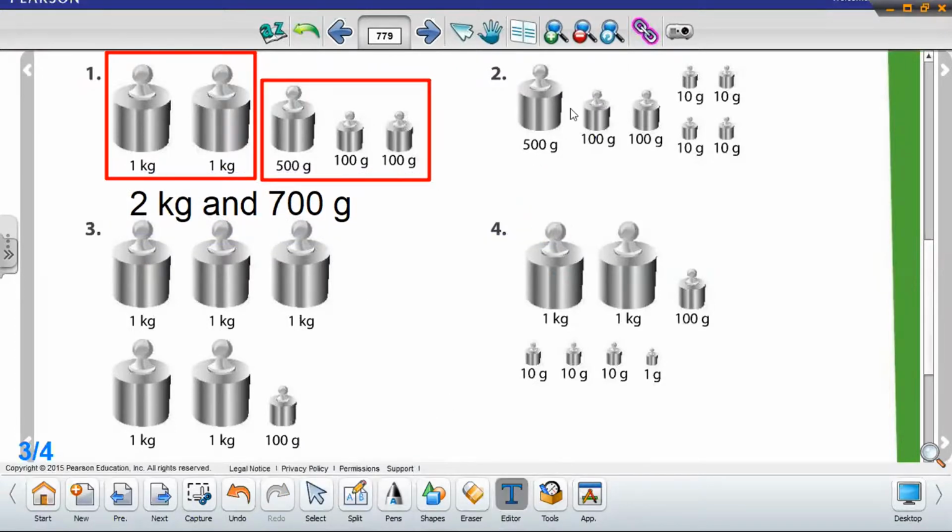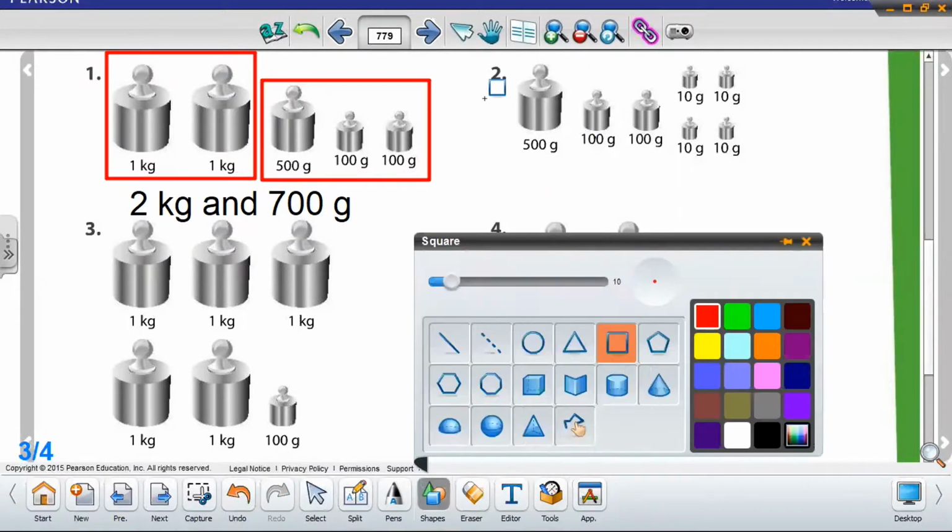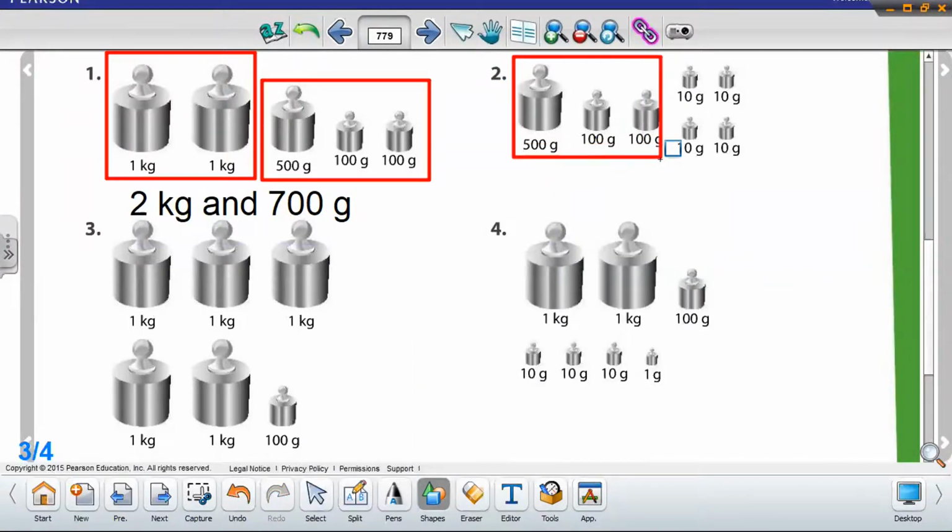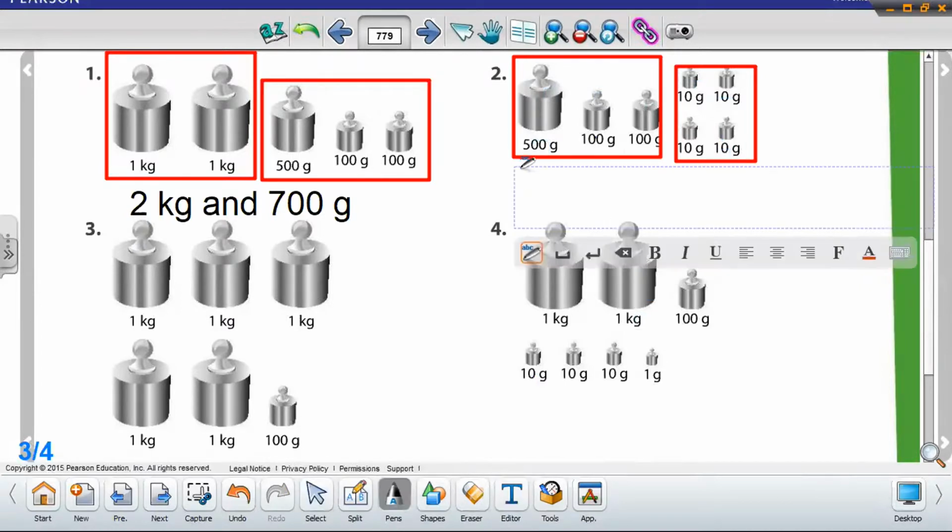Let's solve number 2. We can add the hundreds together and the tens together. How many hundreds do we have? We have 500 and 100 and 100, so the total is 700. And how many tens do we have? We have 40. So the total mass is 700 and 40. But 40 what? Gram or kilogram? It's obvious: this is in gram and this is also in gram. So in gram.